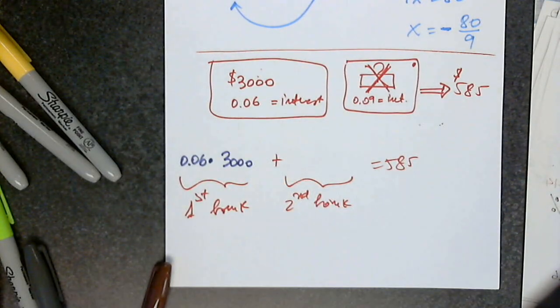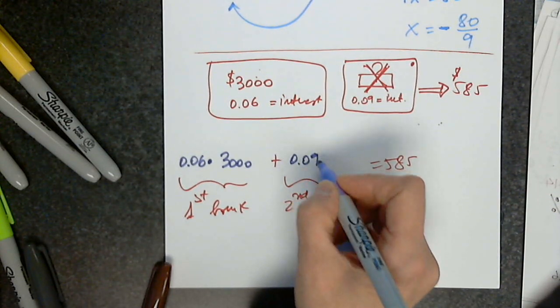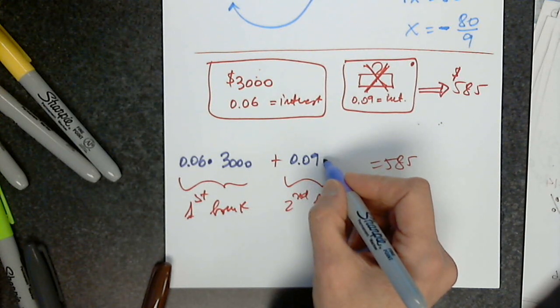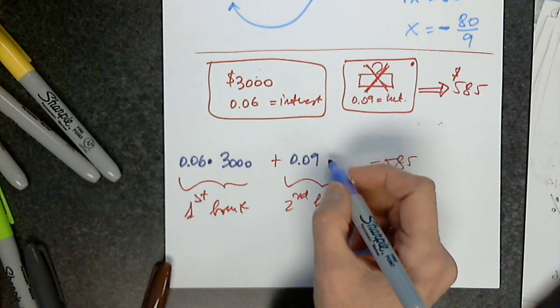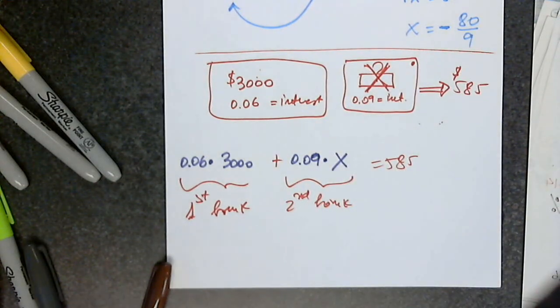Exactly. And the second bank? 0.09 of X. What is the operation? I know you know. I just want to hear it one more time. That's it. So the interest coming from the first for the 1 year plus the interest coming from the second for 1 year, on the 31st of December, we have 585.